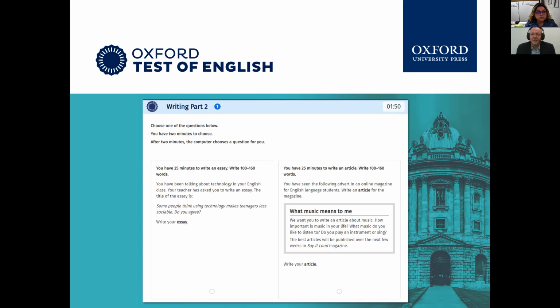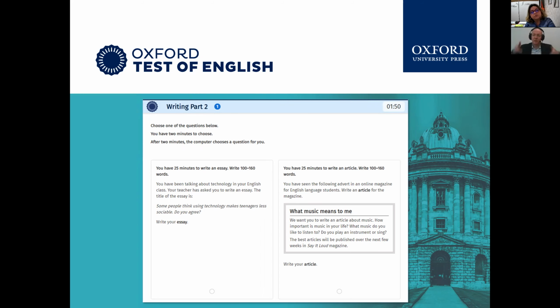We want you to write an article about music. How important is music in your life? What music do you like to listen to? Do you play an instrument or sing? The best articles will be published over the next few weeks in Say It Loud magazine. Great. Well, that's perhaps more creative. So you choose which one you want to do, the essay or the creative stuff. Either way, you have 25 minutes to write between 100 and 160 words.